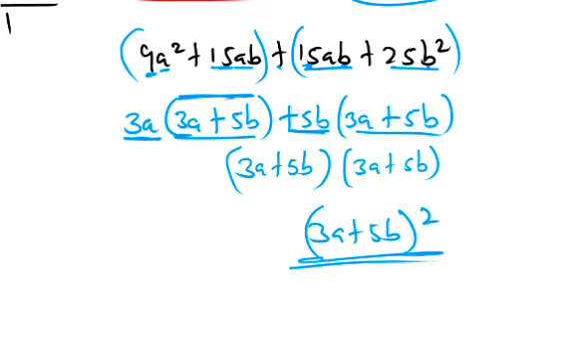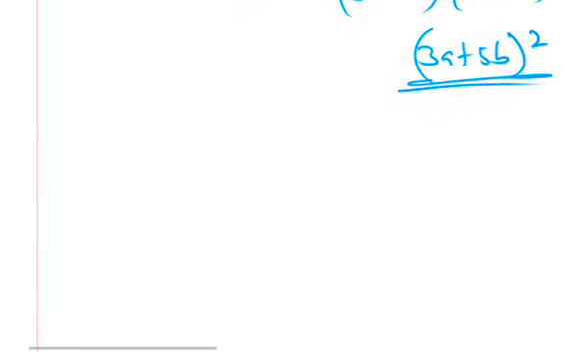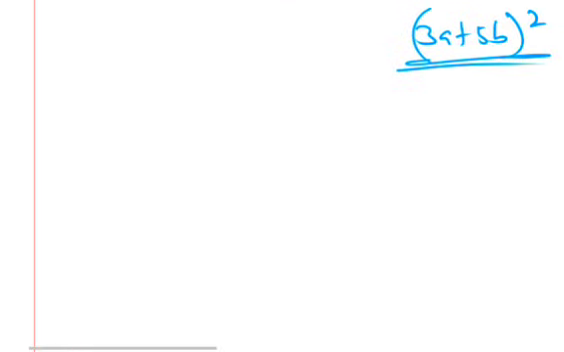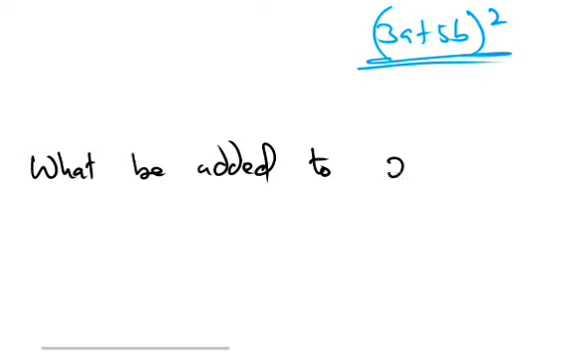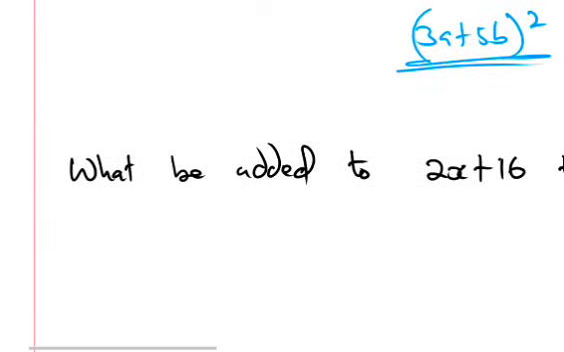We're going to be given a question like this: what must be added to the expression 20x plus 16 to make it a perfect square?